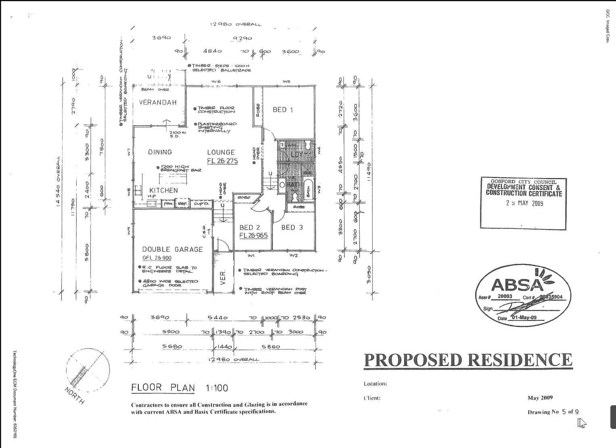We're now looking at drawing 5 of 9, so nothing else has changed. We've got the same notes down here about making sure they're in accordance with ABSA and BASIC certificate specifications. Now, looking at the floor plan of the house, it just gives us a layout of all the rooms, locations of stairs, kitchens, bathrooms, toilets, laundries, and so on. And it also shows us the level, the reduced level.